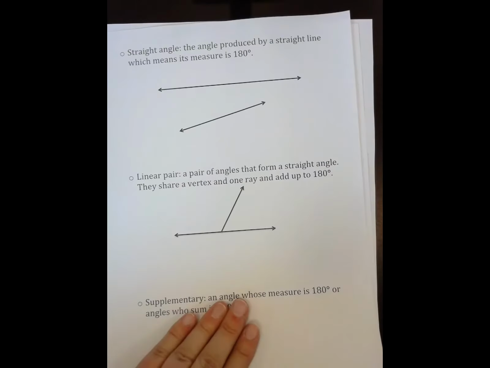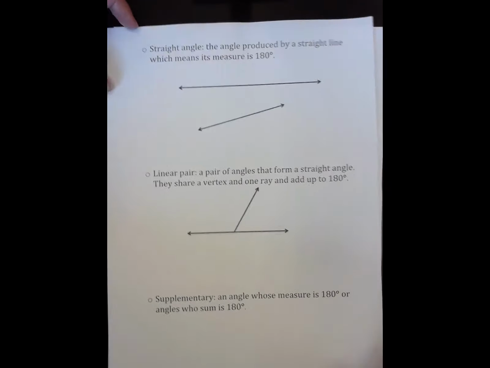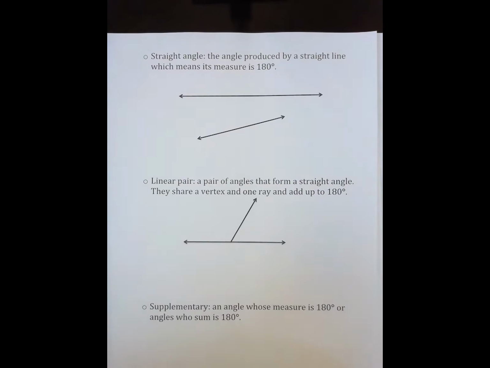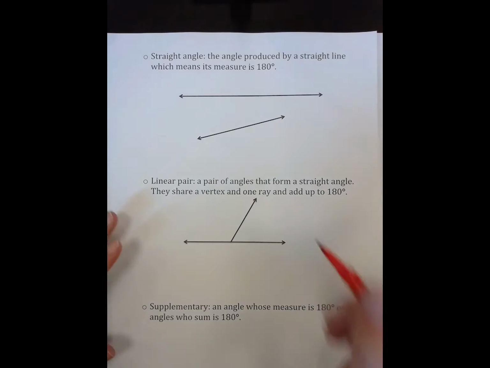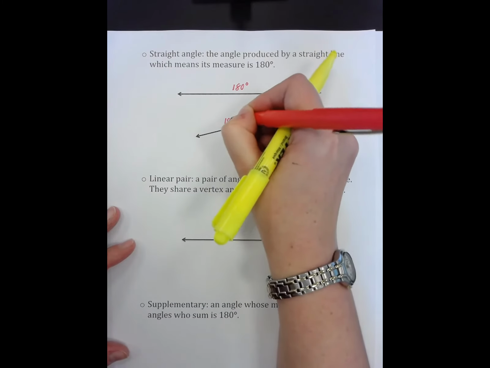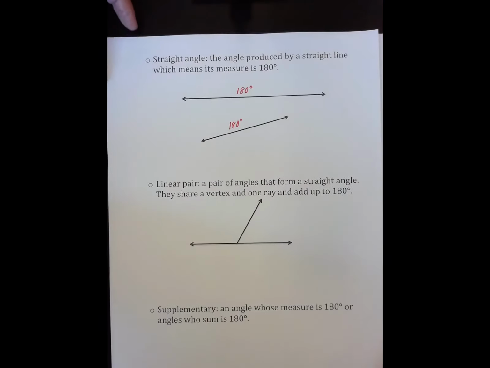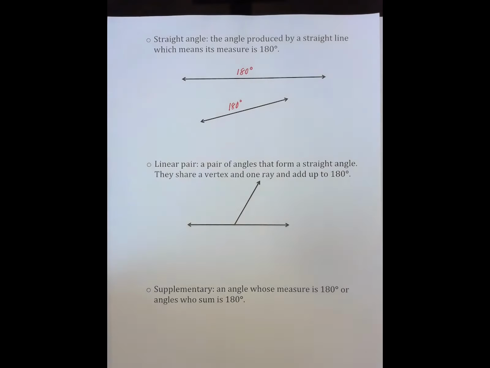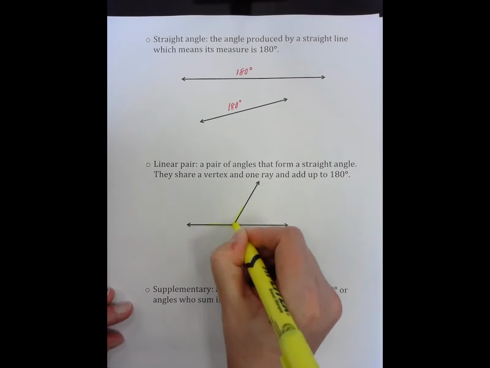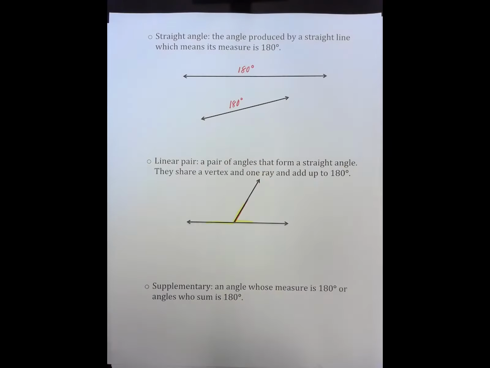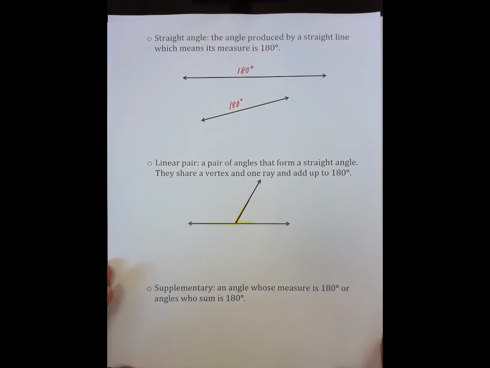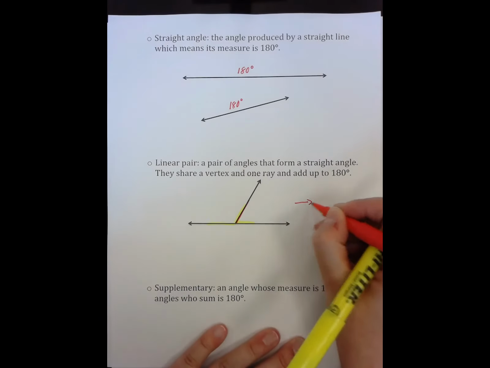Now with angles, we have a number of definitions that we need to talk about. One is a straight angle, and a straight angle is simply a straight line, meaning that it's 180 degrees. So a line is an angle, it just has a measure of 180 degrees. We also have linear pairs. Linear pairs are where I have two angles that make a line. So they share one side of the angle. They share one ray. Linear pairs add up to 180, and hence the linear, which means that they're also supplementary.